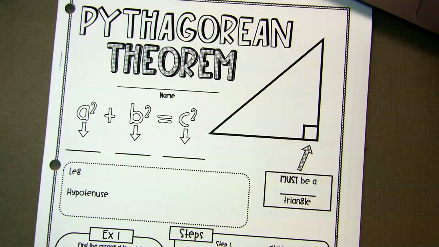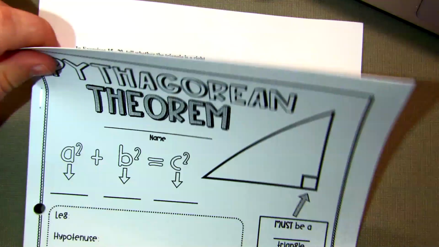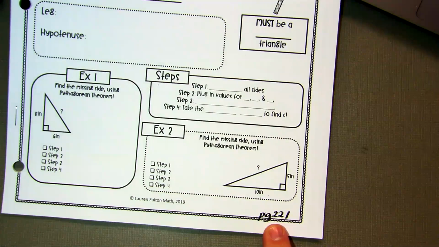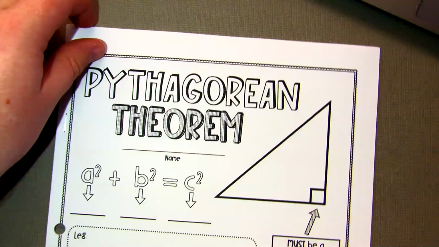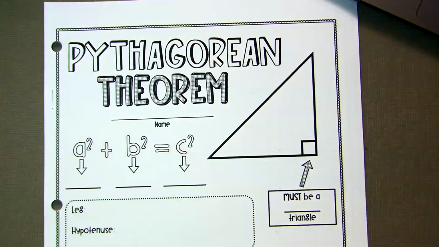All about the Pythagorean theorem. So we're going to be working through these doodle notes together. If I could have you all get out your doodle notes, they should be in the chapter 9 packet on page 221. If you look down here at the bottom, we've got 221 down there. We'll be starting today by working through some of this together. I'll give you just a couple seconds to get that all out.